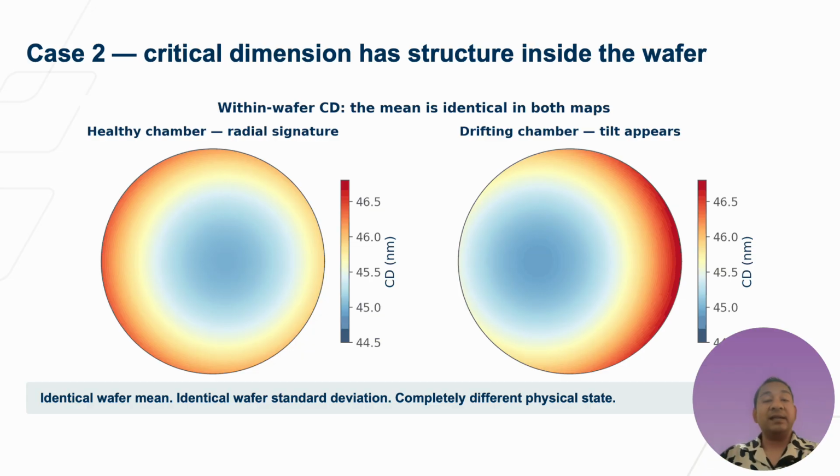The right-hand wafer is telling you something has gone asymmetric in that chamber: gas flow, a control wire, a lift pin, a clamp, something with a physical location. If this feels like lecture 1's data set, same histogram slide, it should. Same lesson, different axis: summarizing destroys the structure, and the structure was the signal.